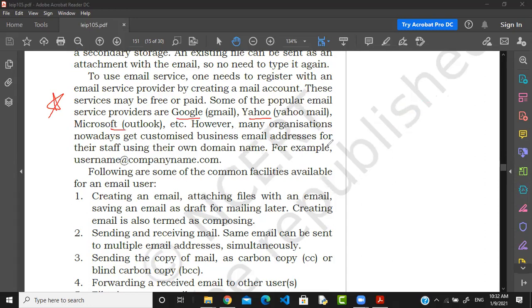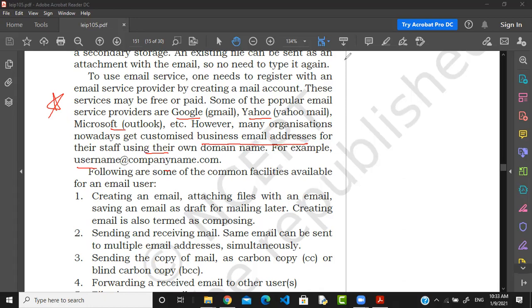Okay, so many organizations nowadays get customized business email addresses. People take their own business email address with the help of the Google service provider. Like this, Anjeev Singh at anjeevsinghacademy.com. Okay, Anjeev Singh at dpsmahendra.com. Something like this. So this is known as the customized email address. This is called a customized business email address for their staff and their own domain.